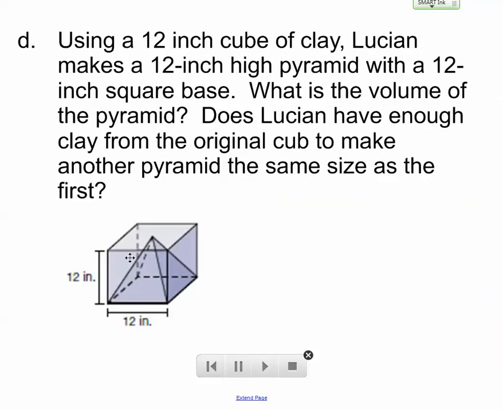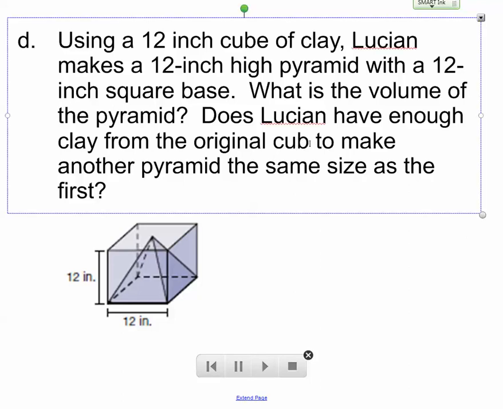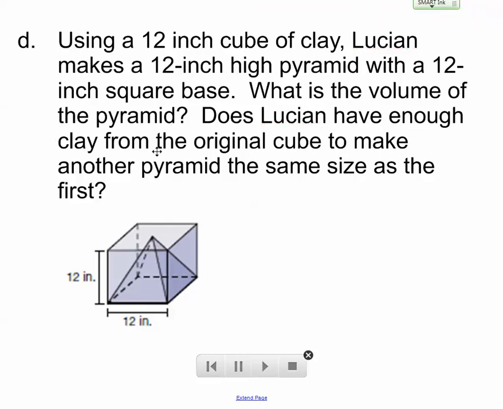Using a 12-inch cube of clay, Lucian makes a 12-inch high pyramid with a 12-inch square base. What is the volume of the pyramid? And does he have enough clay from the original, I should say cube, to make another pyramid the same size as the first? So the first thing they want to know is what is the volume of the pyramid?